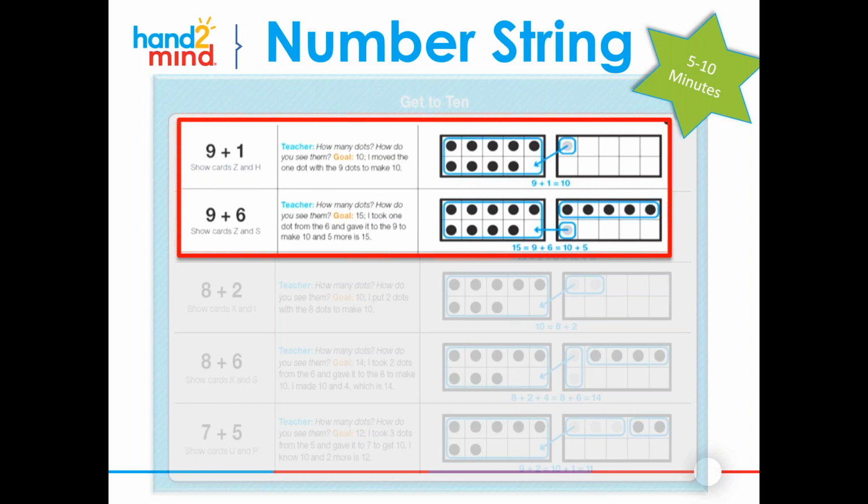Again, it's very important that you recognize that in a number string, there are helper problems. So you see that 9 plus 1 helped us to get 9 plus 6 because the goal was the strategy of get to 10. So I was trying to get kids to catch the numeracy of get to 10, not tell them step by step how to do get to 10.